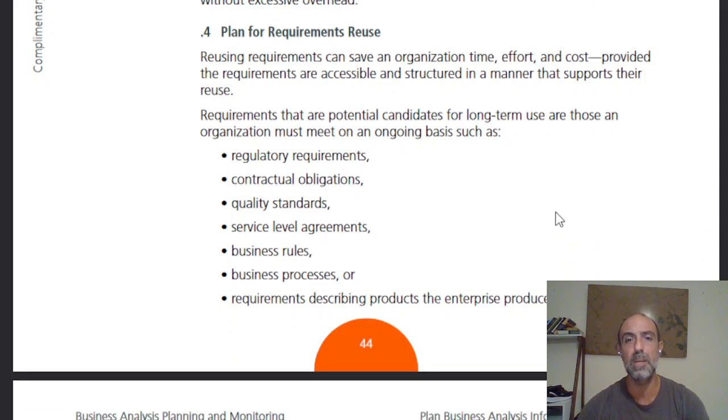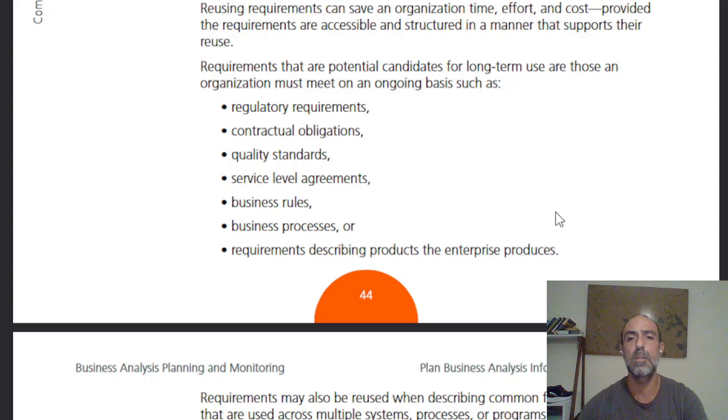Reusing requirements can save an organization time, effort, and cost, provided the requirements are accessible and structured in a manner that supports their reuse. Remember, what we're doing is actually super at the core of the organization, to a point where they might in the future want to use them again. So our job, we give them everything.